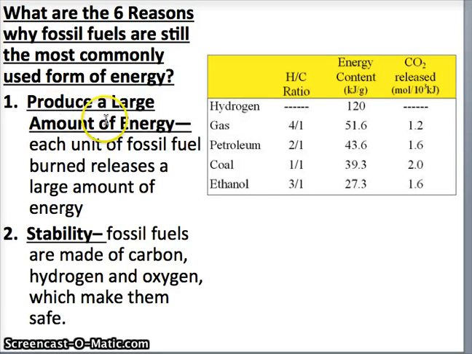Well, first of all, fossil fuels are able to produce a really large amount of energy. Each unit of fossil fuel that's burned releases a very large amount of energy that is able to be used for other things. Another reason is it's very stable. This table shows you that fossil fuels are made out of hydrogen, represented by the H, and carbon, represented by the C. Over here, it shows you the amount of energy that each type of fossil fuel is able to release. And you can see natural gas, petroleum, and coal release quite a bit of energy here.